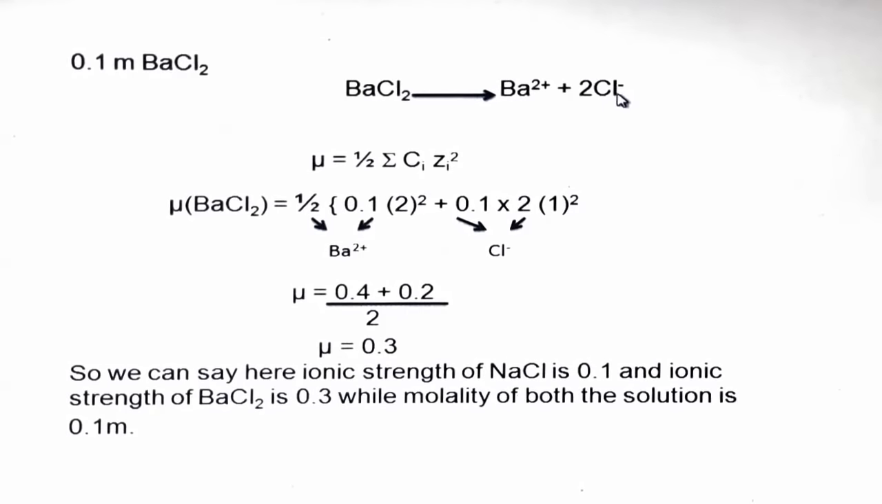One more thing we have to remember: when we dissociate the molecule, how many ions or atoms are formed, that we also have to write here, or we multiply it. So here 2 chloride ions, that is why we write 2 here, with 1 negative charge. When we solve this, 2 squared is 4, giving 0.4, and here 0.2. So the ionic strength of barium chloride will be 0.3. We can say the ionic strength of NaCl is 0.1 and the ionic strength of BaCl2 is 0.3, while the molarity of both solutions is 0.1.